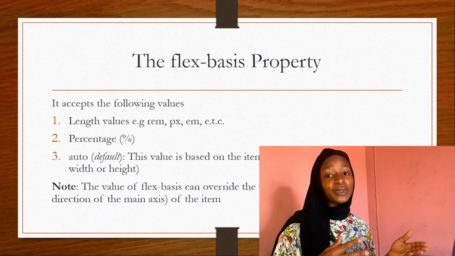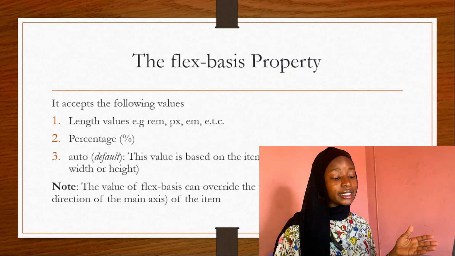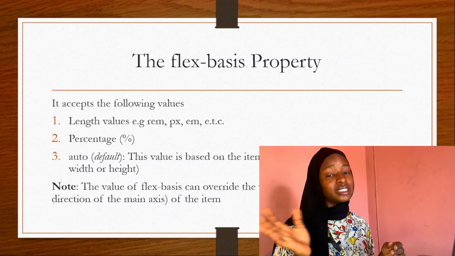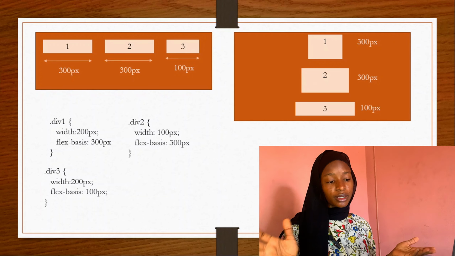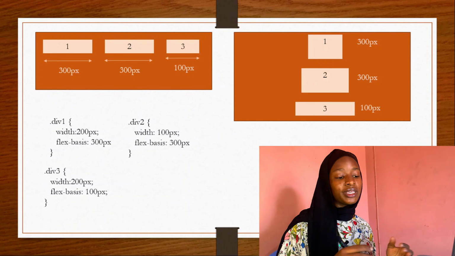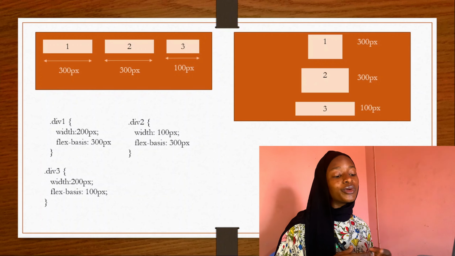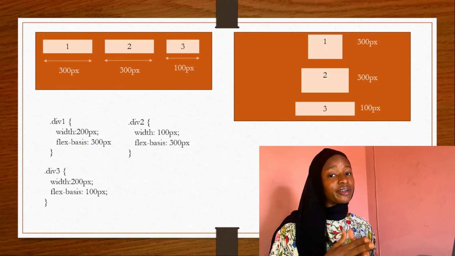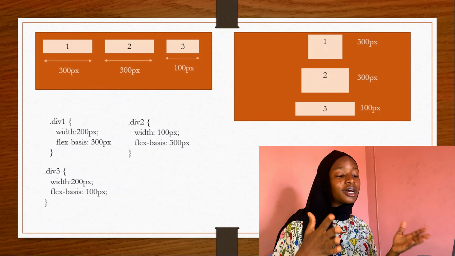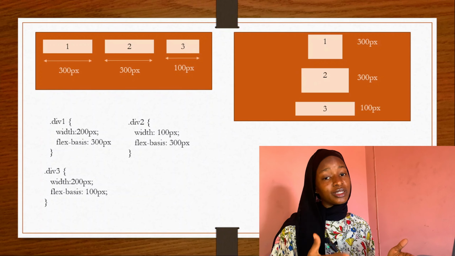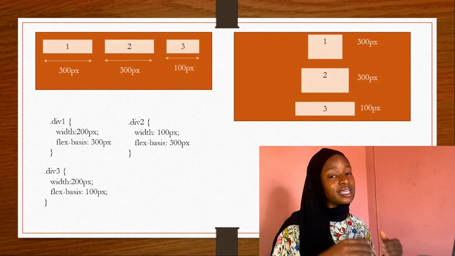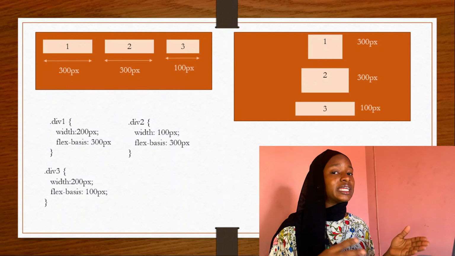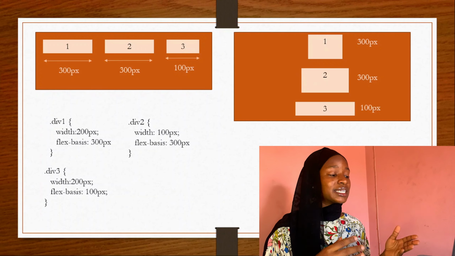But note, flex basis can override the width or height of the item depending on the flex direction, which is the main axis. Now let's take this for example. We have 3 divs. We gave it a width of 200 pixels, but we gave it a flex basis of 300 pixels. And as you can see, for flex direction of row, the width is now 300 pixels because we gave it a flex basis of 300 pixels. Because the main axis here is horizontal, it is overriding the width. For flex direction of column, it is overriding the height because the main axis is vertical.